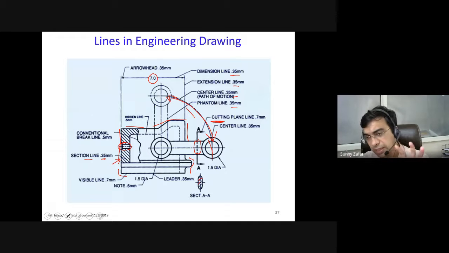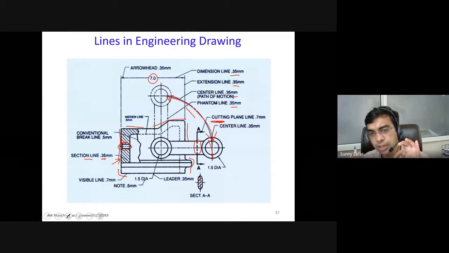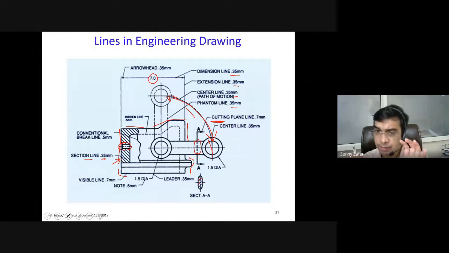So the knowledge of these lines is very important to read any particular drawing. If you are given a particular drawing of any component, and you have the correct knowledge of these types of lines, you will be able to read the drawing correctly and interpret it.